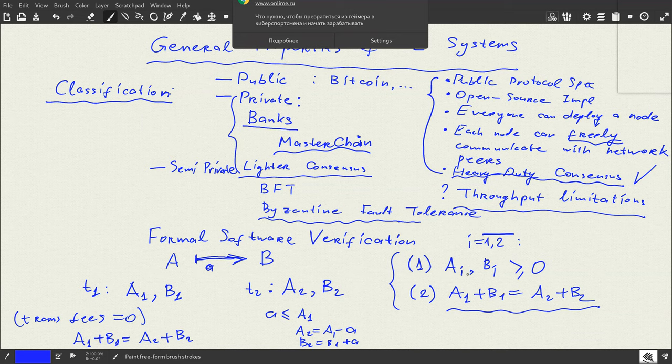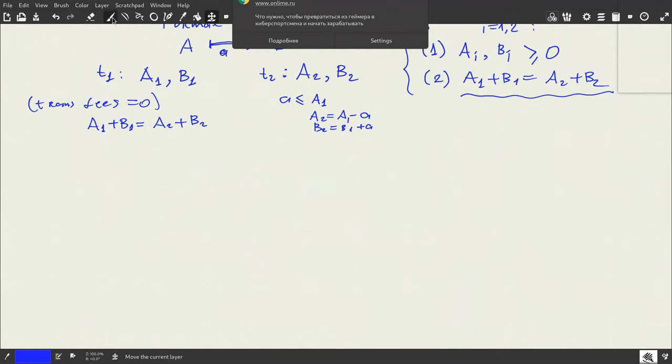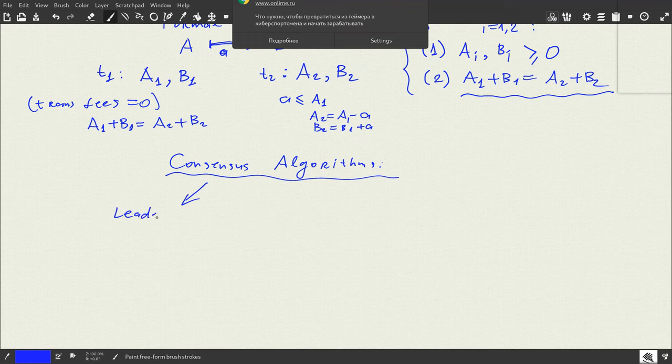Okay. Now, to conclude for today and pave the way into a more detailed discussion of consensus algorithms on Monday, I would say that indeed there are two major types of consensus algorithms. One type is called leader election. Leader election algorithms are more typical for public blockchains. And indeed, leader election also occurs for Bitcoin.